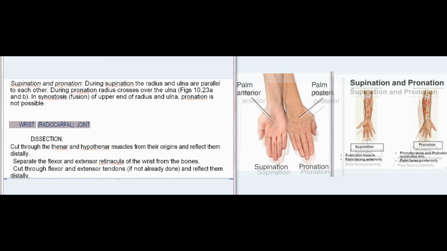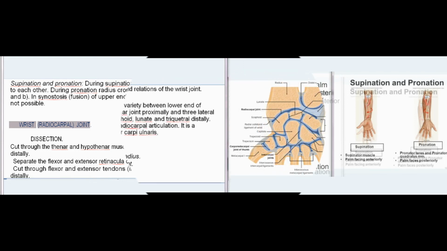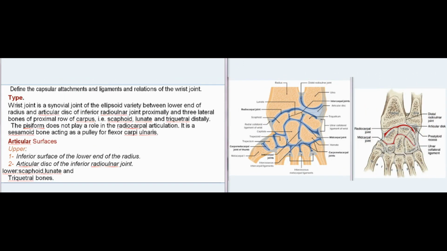Wrist, radiocarpal, joint. Dissection. Cut through the thenar and hypothenar muscles from their origins and reflect them distally. Separate the flexor and extensor retinacula of the wrist from the bones. Cut through flexor and extensor tendons, if not already done, and reflect them distally. Define the capsular attachments and ligaments and relations of the wrist joint.